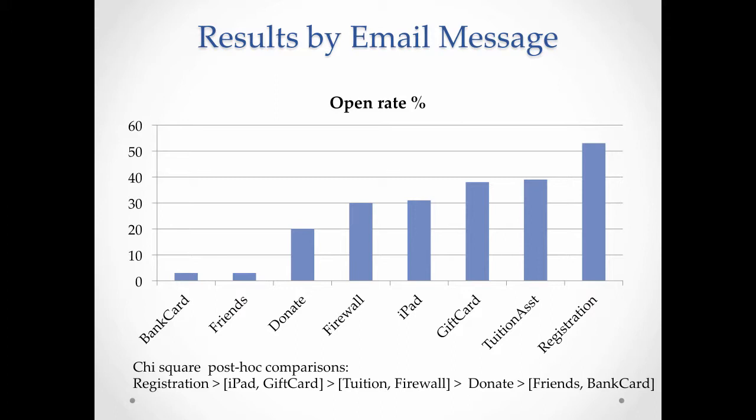What I have graphed here is the percent of email messages that were opened, by condition. As you can see, the bank card and friends conditions had very few people even open the email. Those bank card fraud messages, this is a case where students are savvy. Most people are savvy enough to say that those are fake. Volunteer, this should be donate time, so volunteer and friends did not do as well either. But over here, over 50% of students opened the email for registration. So clearly registration gets their attention. Undergraduates who've gone through advisement have got their perfect schedule. They don't want to lose that. Tuition assistance, gift card, iPad, firewall. These things were opened.